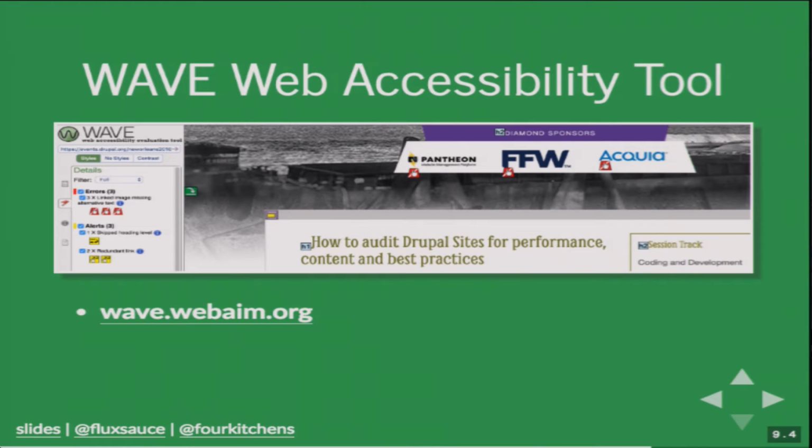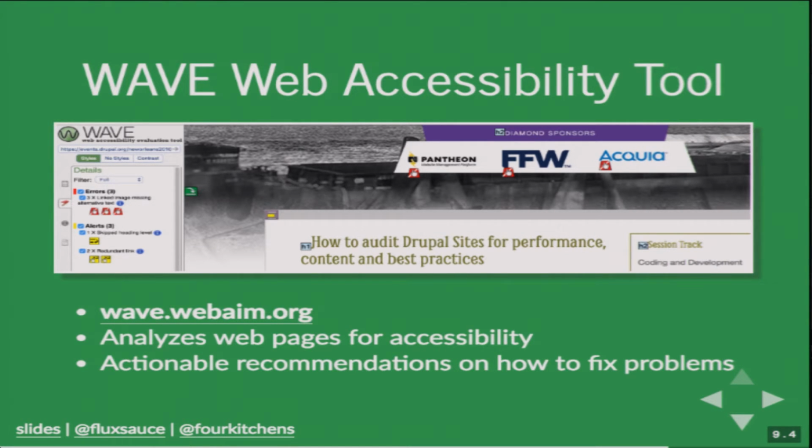There's the WAVE Web Accessibility tool, which was actually just discussed in the past presentation that I just came from, which I highly recommend. It's available at wave.webaim.org, and it does accessibility checks, checking for ARIA errors, or checking for images that don't have alt text, checking for contrast problems, for example, which will affect people who are colorblind or have vision impairment. So it's a fantastic utility to execute and provides actionable recommendations on how to fix those problems.